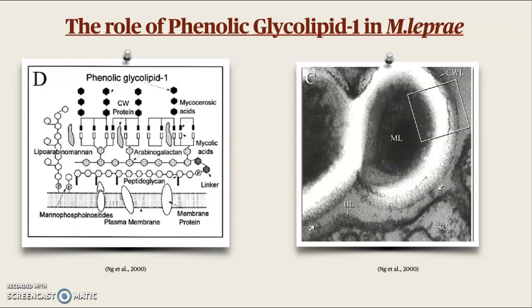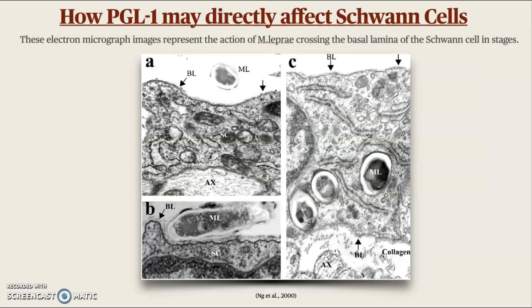the Schwann cell. And then in the next slide, you can see in these electron micrograph images that M.leprae crosses into the basal lamina of the Schwann cell in stages. So here in A, M.leprae is outside of this Schwann cell. This is the axon right here. And then in B, it comes in contact with the basal lamina of the Schwann cell. And then here in C, you can see that the M.leprae has gained entry into the Schwann cell.